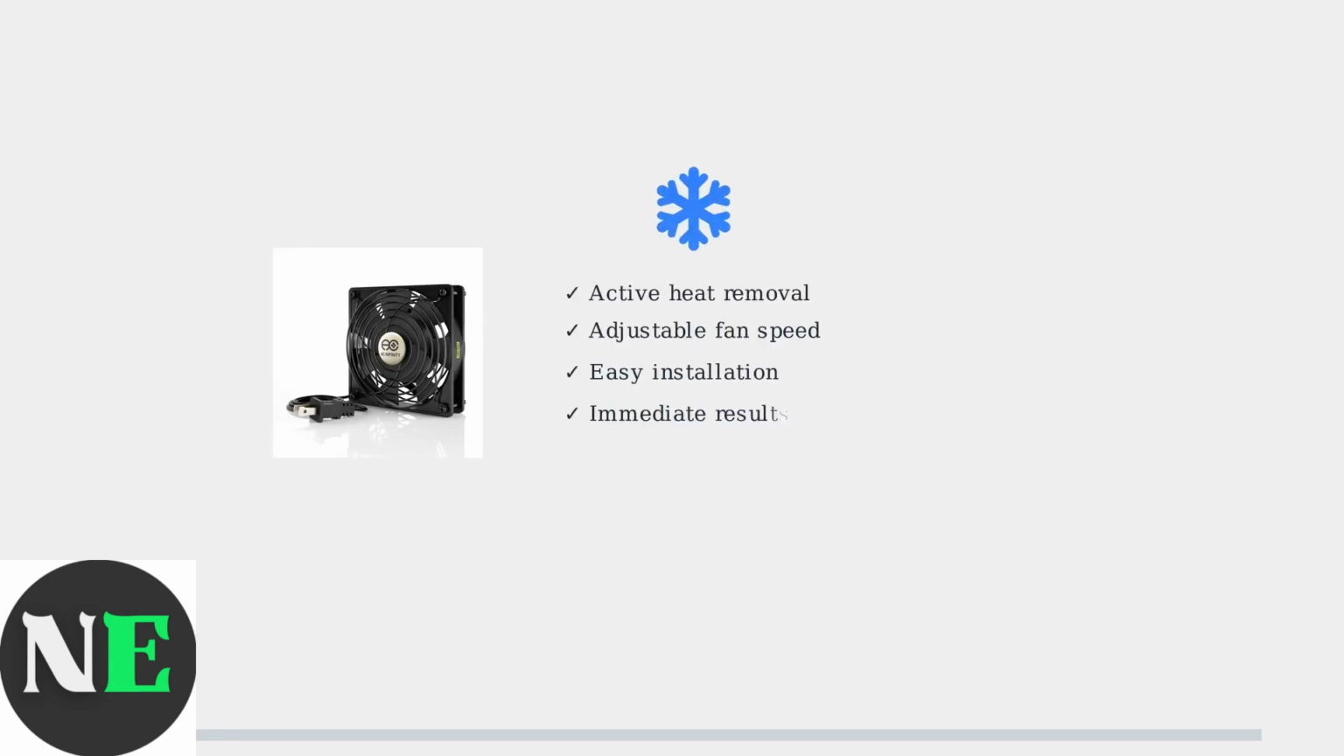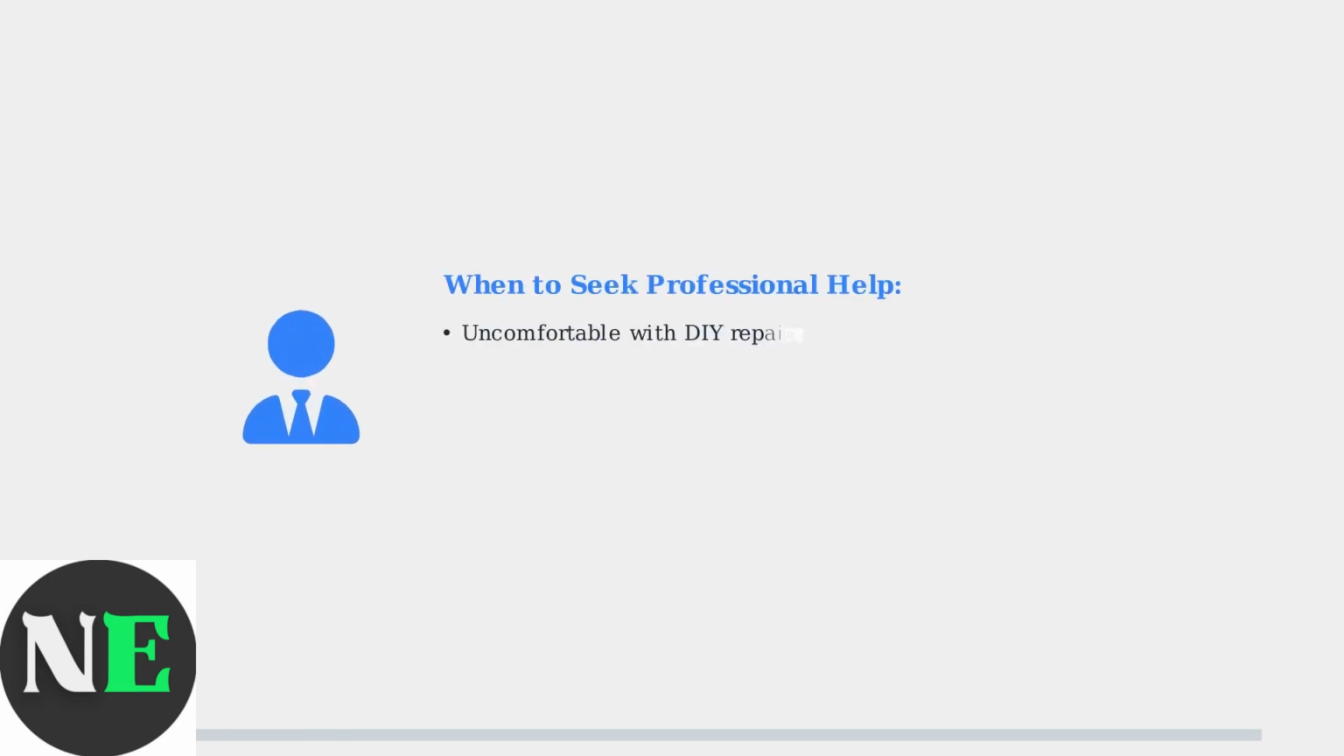As a final option, add external fans for active cooling. Position them to blow air across the One Connect box for maximum heat dissipation. Remember, some heat during operation is normal, but excessive heat requires immediate attention. If you're uncomfortable performing these repairs, seek professional installation for proper ventilation and cable management.